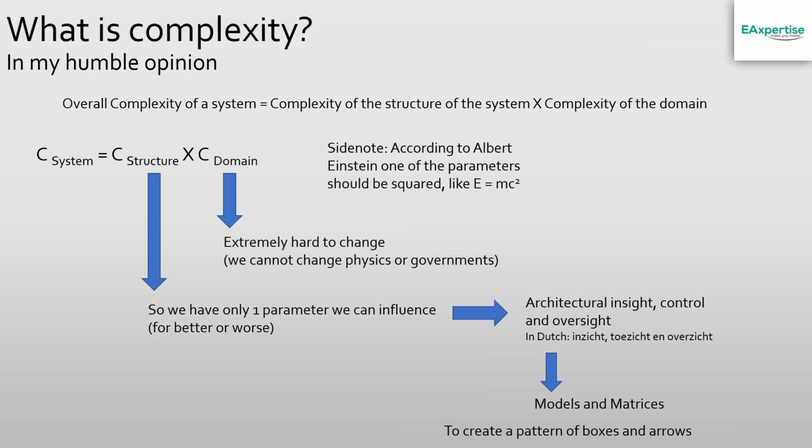So what we have to achieve is that we can get insight, control, and oversight in the architecture. The way we do that is with models, like doing what we do in Sparx EA, and with matrices. And in my opinion, an architecture is just a pattern of boxes and arrows. So what we do as an architect is drawing boxes and arrows in certain patterns. Some patterns are better than others.